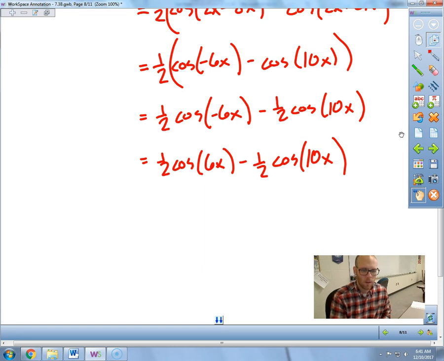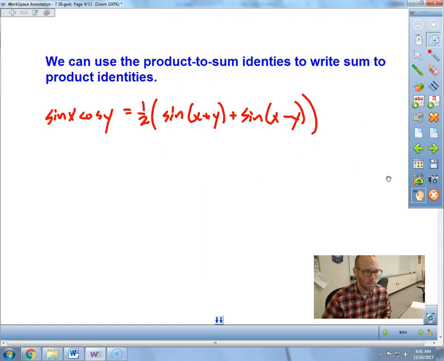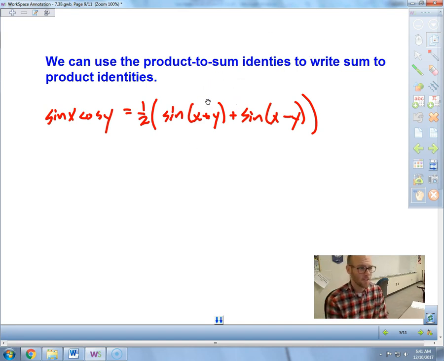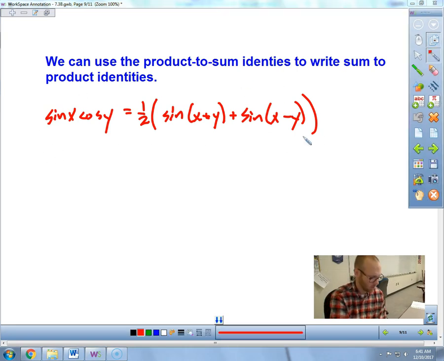So, sum to product identities. Now, we can use the product to sum identities to write sum to product identities. Yeah, there's a lot of identities, a lot of things that we can do. So, I want to write an identity to change a sum into a product. Well, this should look familiar. We just talked about this one. This is the one that we developed a few minutes ago.